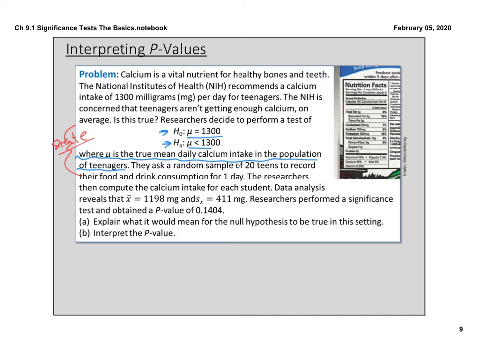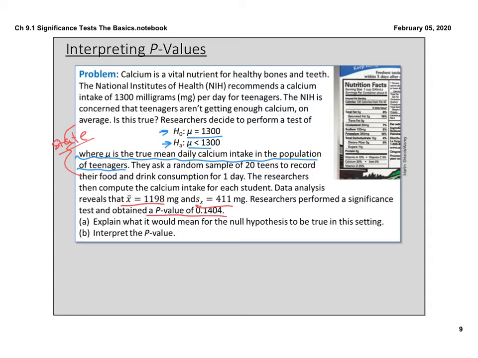They ask a random sample of 20 teens to record their food and drink consumption for 1 day. The researchers then compute the calcium intake for each student. Data analysis reveals that the mean, the x bar, the sample mean, is 1,198 milligrams, and the sample standard deviation is 411 milligrams. Researchers perform a significance test to obtain a p-value of 0.1404.